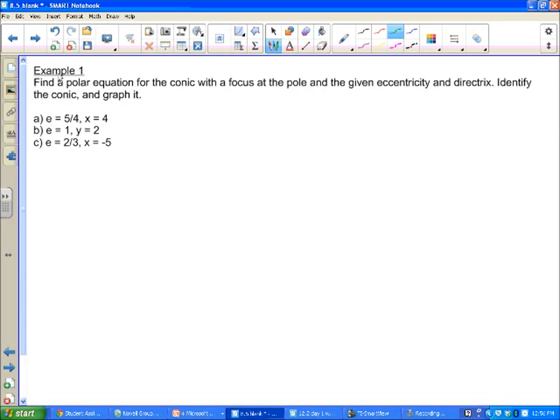Example 1: find a polar equation for the conic with a focus at the pole and the given eccentricity and directrix. Identify the conic and graph it. So if we want to start off here with A, we're actually going to do this a little bit out of order. We're going to identify the conic first because it's really easy. If e equals 5 over 4, that means e is greater than 1, which means that we have a hyperbola. Okay, so we know we've got a hyperbola.